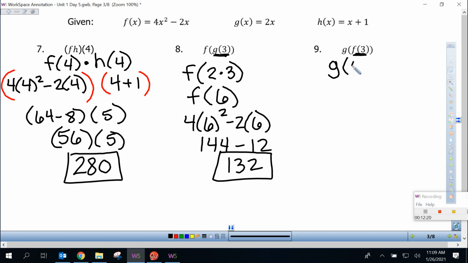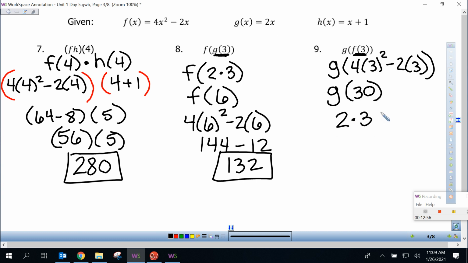So we need to do 4 times 3 squared minus 2 times 3. Bring down the g. What is 3 squared? 9. What's 4 times 9? 36. What's 36 minus 6? 30. So now we need to evaluate g of 30. So go to g's equation, and what do I substitute in for x? 30. So we need to do 2 times 30. And 2 times 30 is 60.